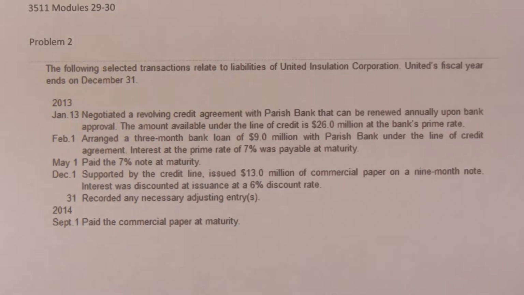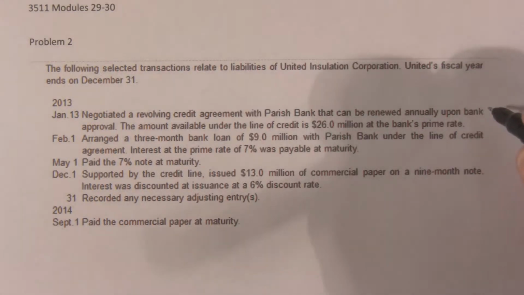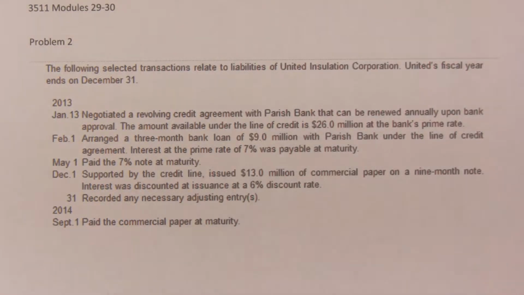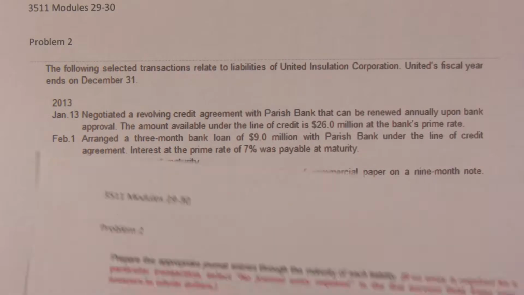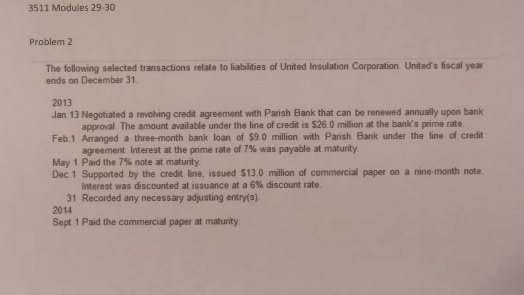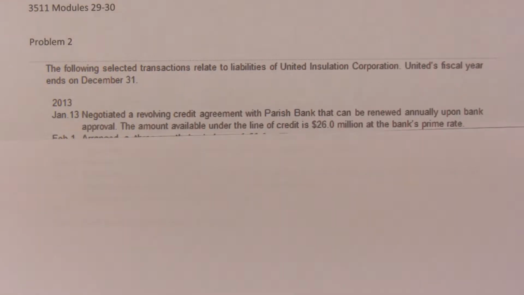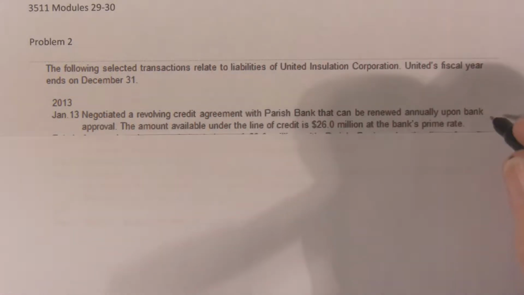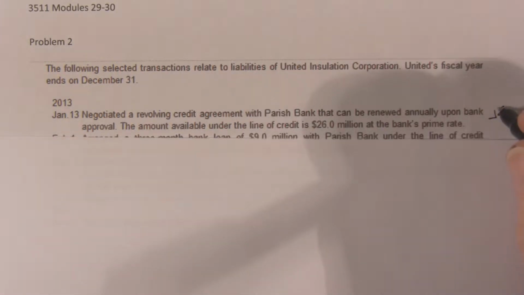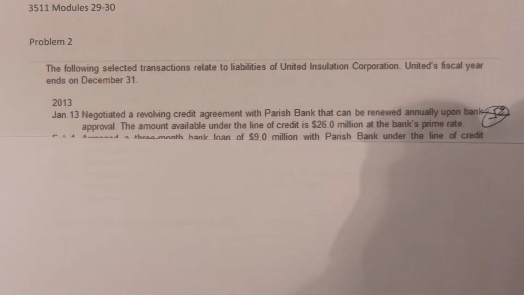Okay, intermediate module 29 to 30, problem 2. It gives us a series of transactions and asks us to consider them, and then it says do the journal entries. All right, well, here are the journal entries. Let's get started. January 13th, negotiated a revolving credit agreement. That's a notation, that's no journal entry. Okay, so no journal entry there.